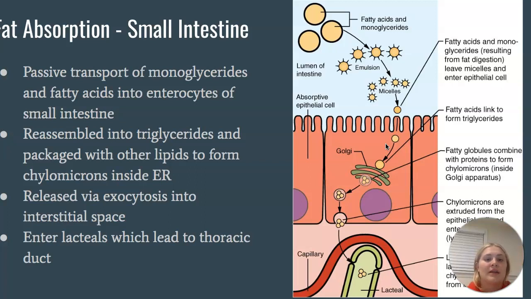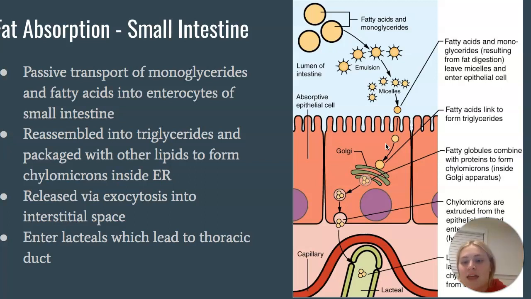So then fats are actually absorbed for the most part in the small intestine. Those monoglycerides and the individual fatty acids that have been breaking down since they entered the oral cavity, they're passively transported into the enterocytes of the small intestine, which you can see to the right. And then when they enter the enterocytes, they're actually reassembled into triglycerides again.